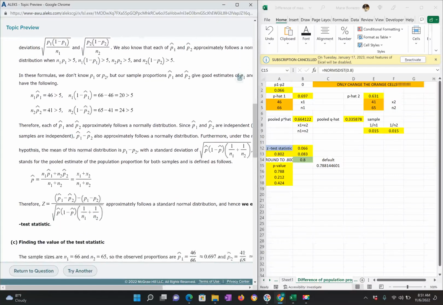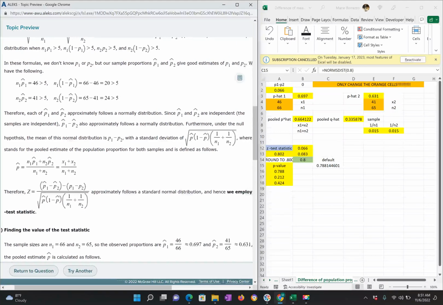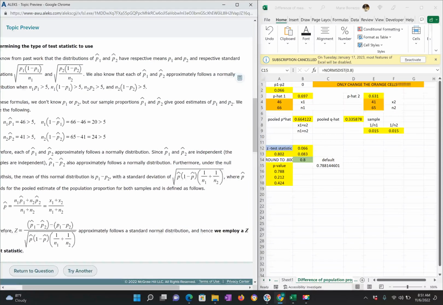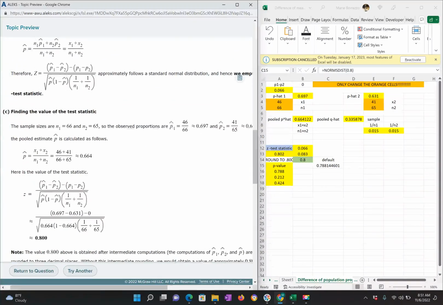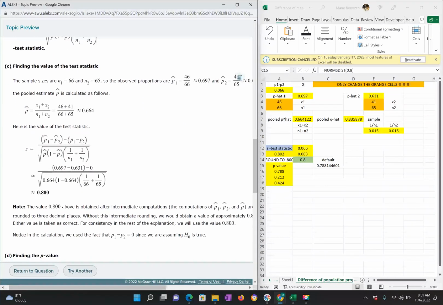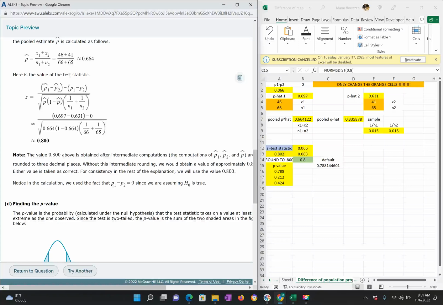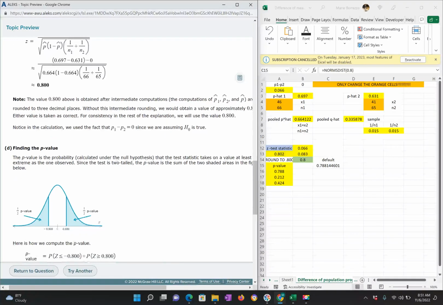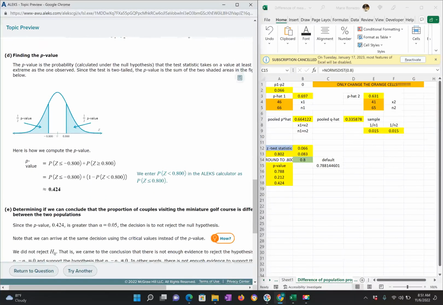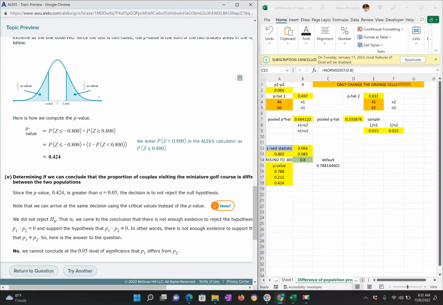Part B is what I did for you in the Excel sheet. It basically is all of this information, and you don't need to do all that. You just need to change the orange cells, which are the p hat 1 and p hat 2. So you notice they do get 0.800. And then looking at NORM.S.DIST, if you notice it's two-tailed. So this is the value down here for two-tailed test.